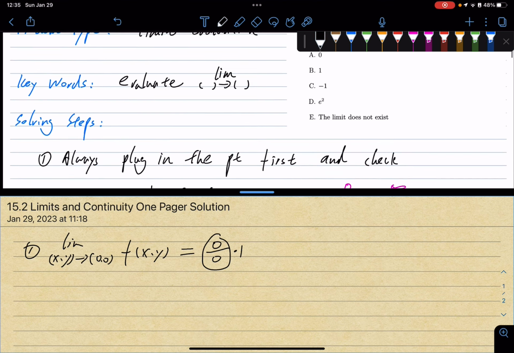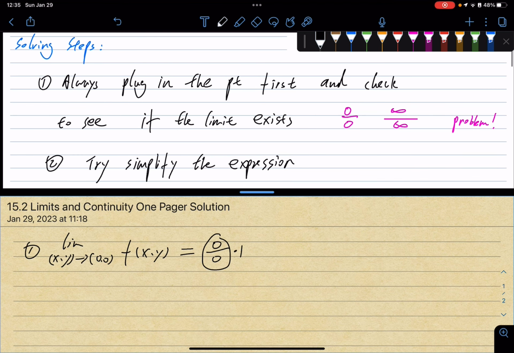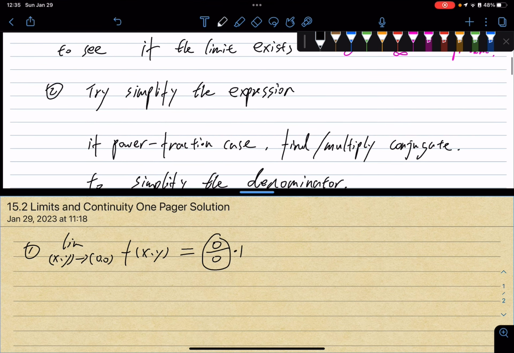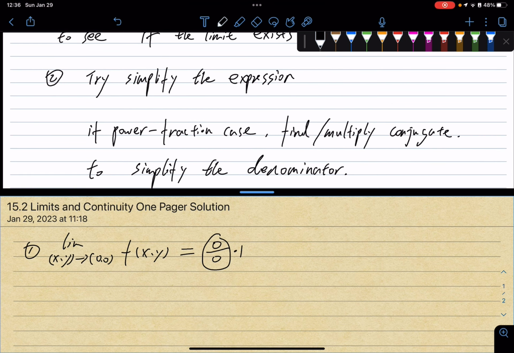Because it's not valid, what we're going to do is try to simplify the expression if we can. For the power fraction case, as we have discussed, we can find and multiply by the conjugate to simplify the denominator.